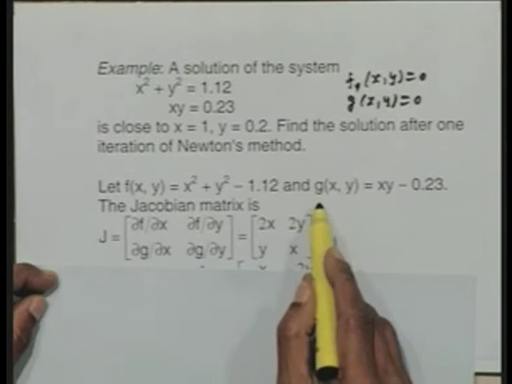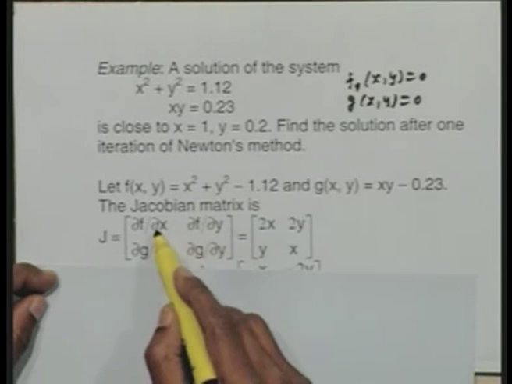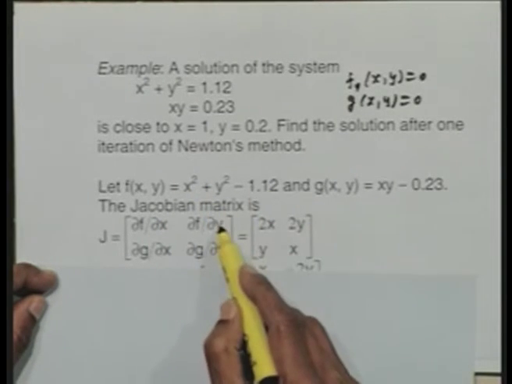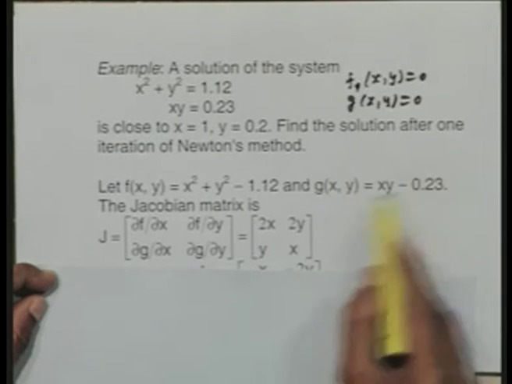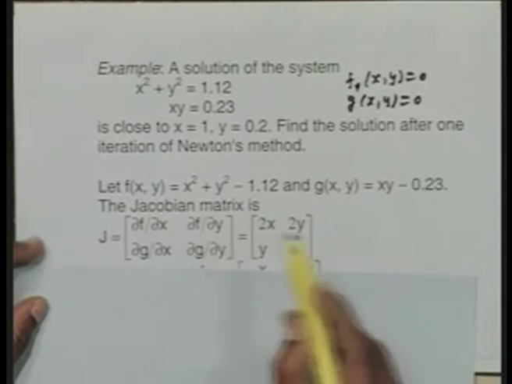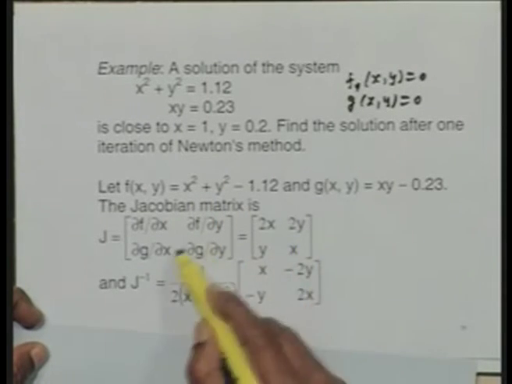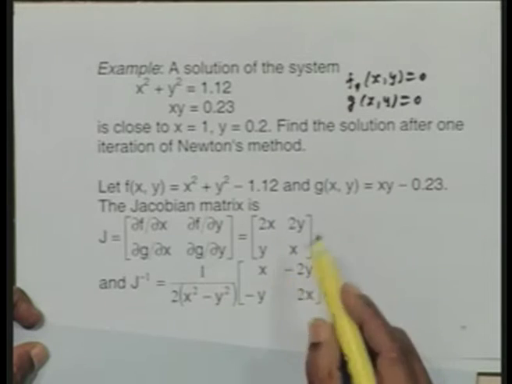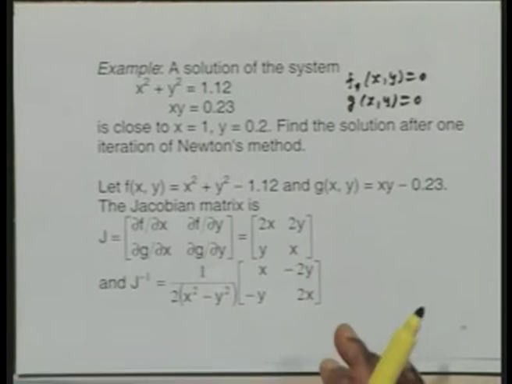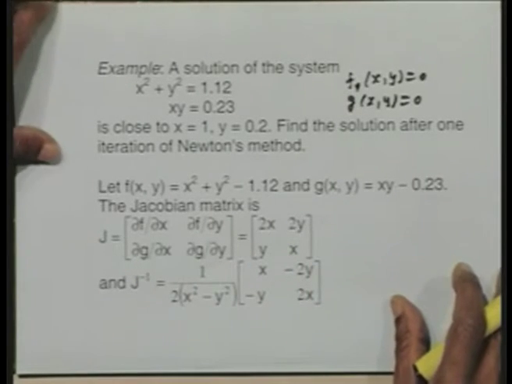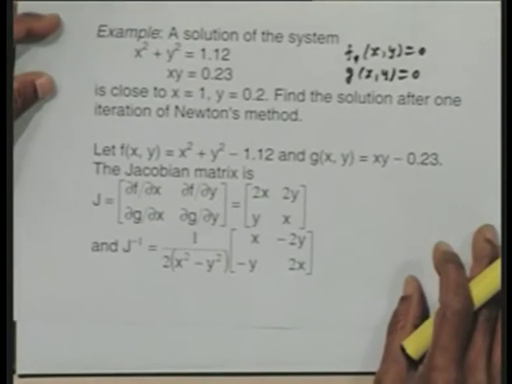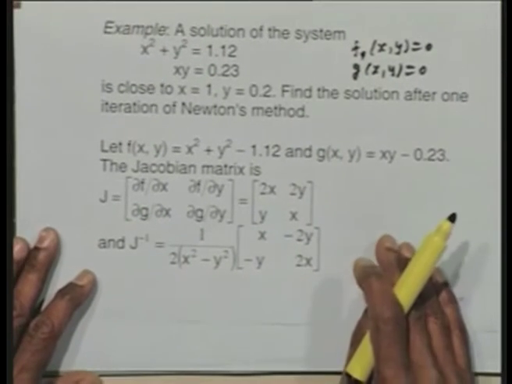Then the Jacobian matrix will be: differentiate f partially with respect to x, differentiate f partially with respect to y, then differentiate g also partially with respect to x and y. So I have here 2x, 2y, and the derivatives of g will be y and x. Therefore the Jacobian matrix is this. Now since it is a 2 by 2 system, I have inverted it, because once I invert it I do not have to repeat the solution of the system of linear equations. I just have to evaluate it.